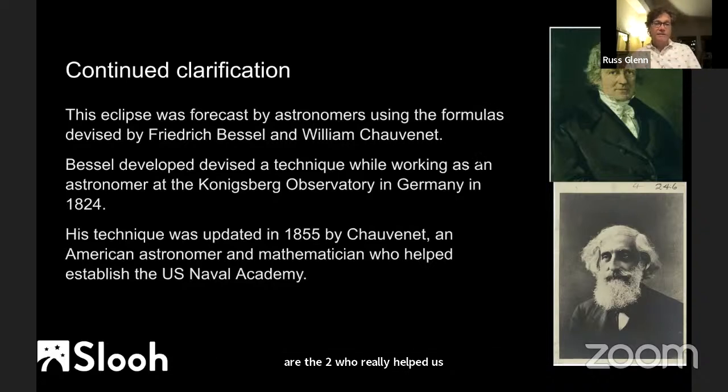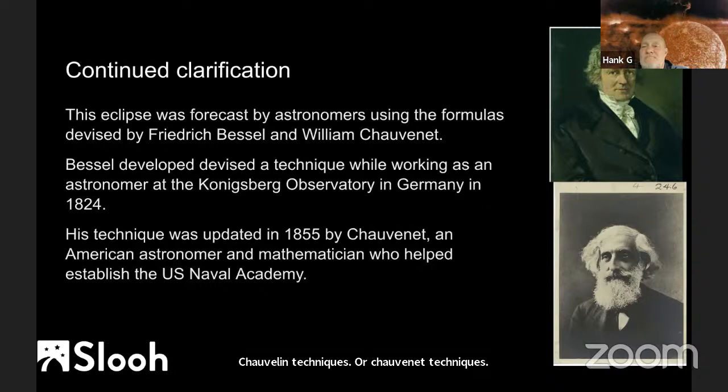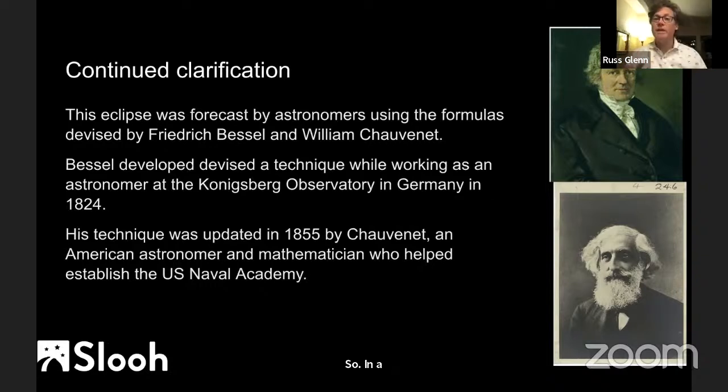And in fact, this eclipse that's coming up, this annular eclipse, was predicted in the 1800s using the Bessel-Chauvenet techniques. So this certainly was not predicted with the precision that we have. When they first put together these formulas, they were assuming the moon was just a perfect sphere, no terrain or irregularities. So that's really what they've been working on since then to come up with better predictions.